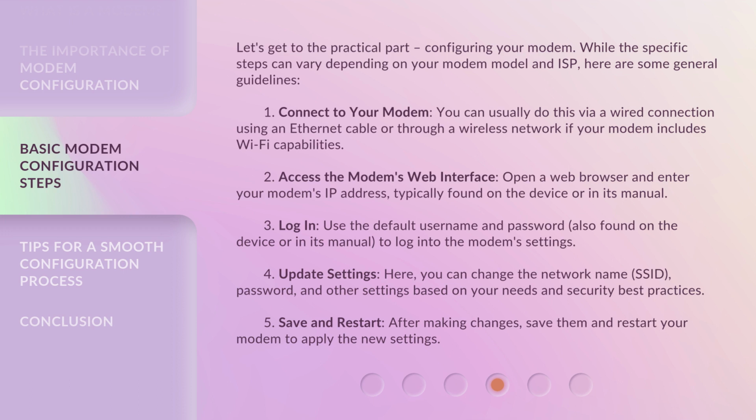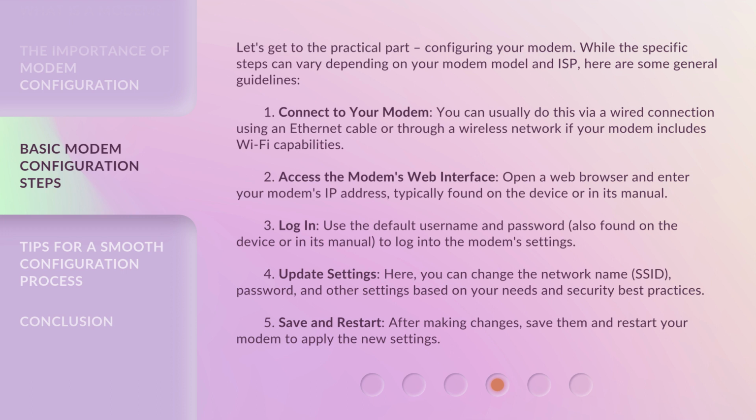2. Access the modem's web interface. Open a web browser and enter your modem's IP address, typically found on the device or in its manual. 3. Log in. Use the default username and password, also found on the device or in its manual, to log into the modem's settings.